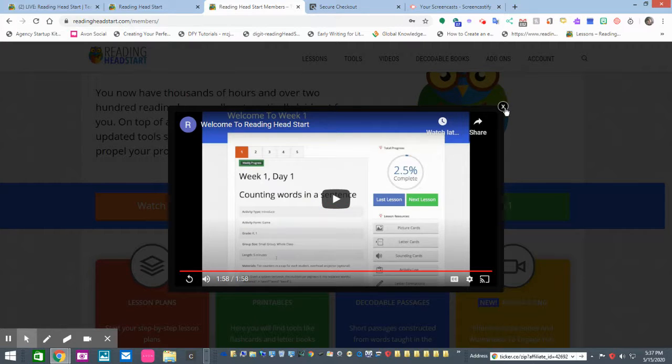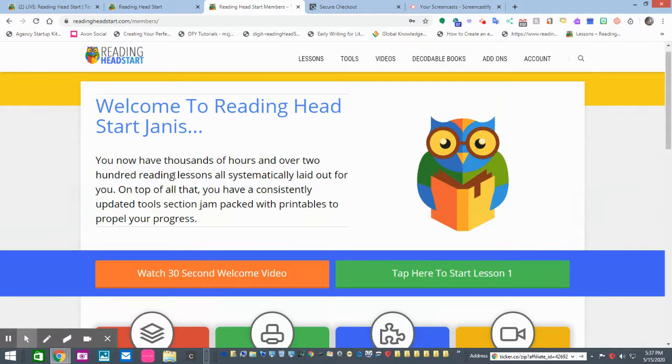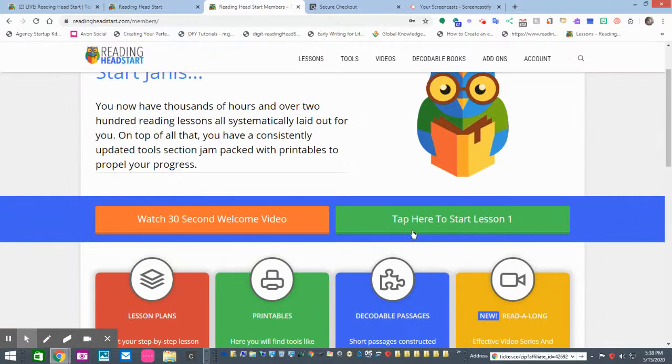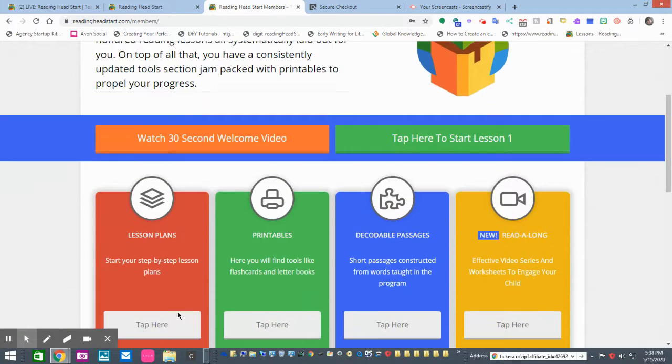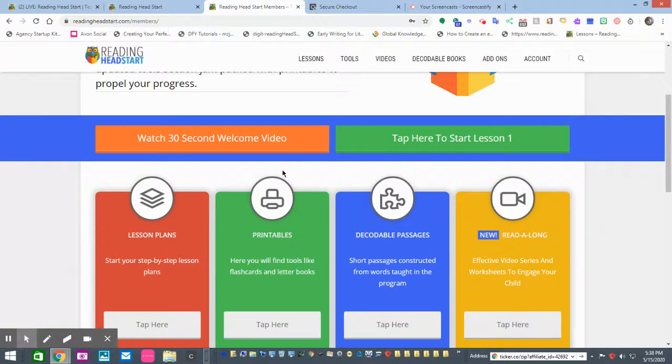Okay. Now, it says you now have thousands of hours and over 200 reading lessons, all systematically laid out for you. On top of all that, you have a consistently updated tools section jam-packed with printables to propel your progress. Let's tap here. So here are all the lesson plans right here. Start your step-by-step lesson plans. Tap here, but let's do this first.